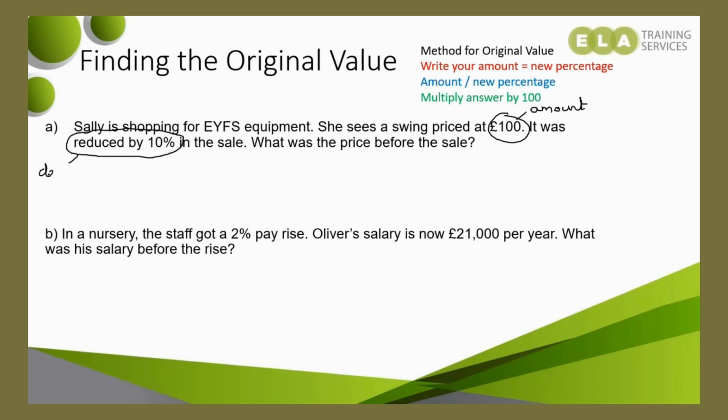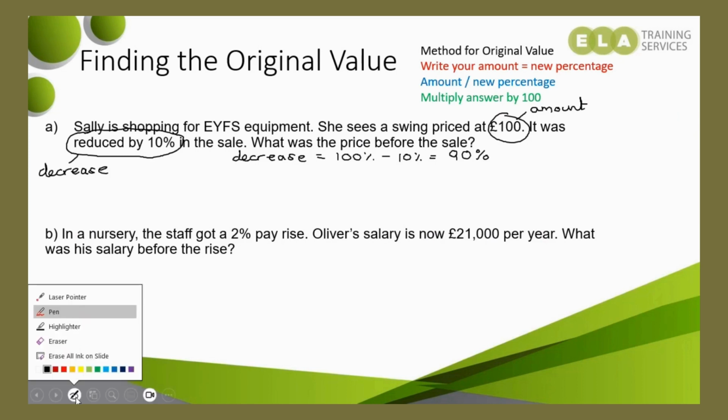So now we know it's a decrease question. What was the price before the sale? So for a decrease, we do 100% take away the percentage, which is 10. So now that tells us that £100 is equal to 90%.